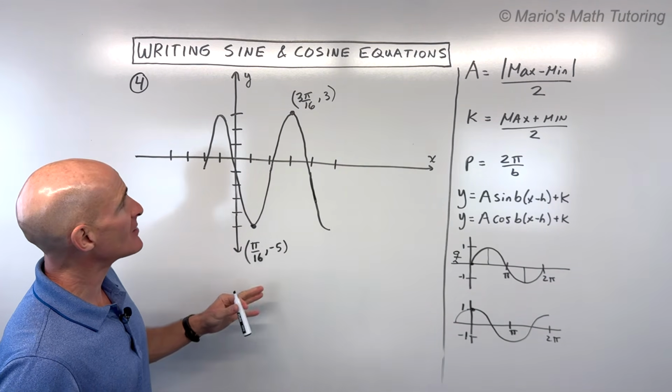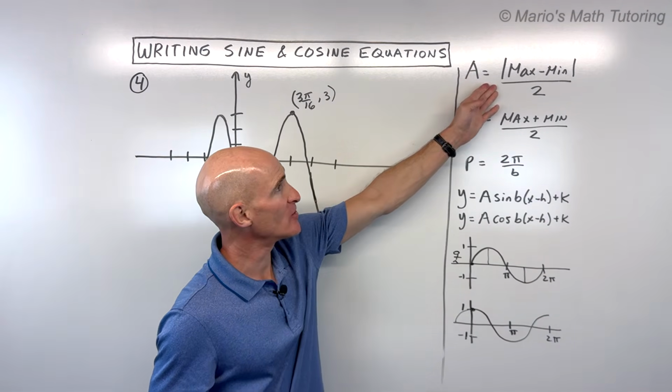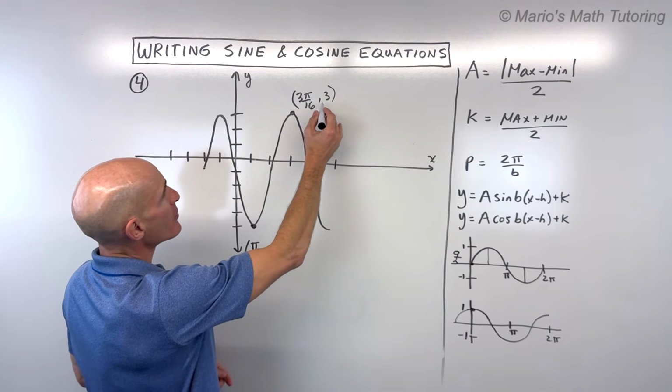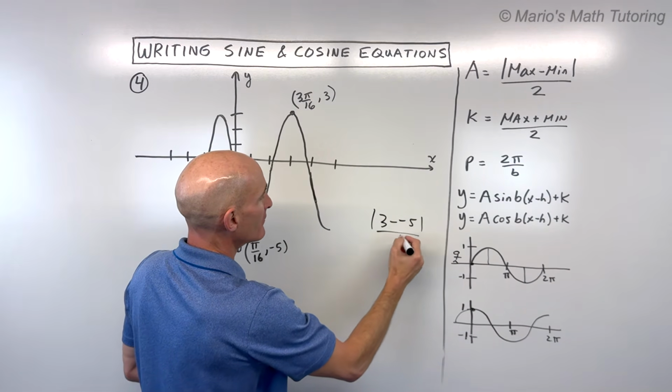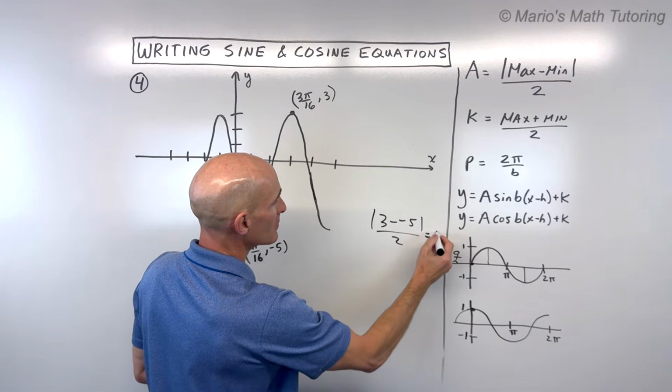So let's dive into this last example here. What I would do is find the amplitude, right? So let's go ahead and do that. Max minus min divided by 2, but you want to take the absolute value. So 3 minus -5 divided by 2. So that's going to give us 8 divided by 2, which is 4.